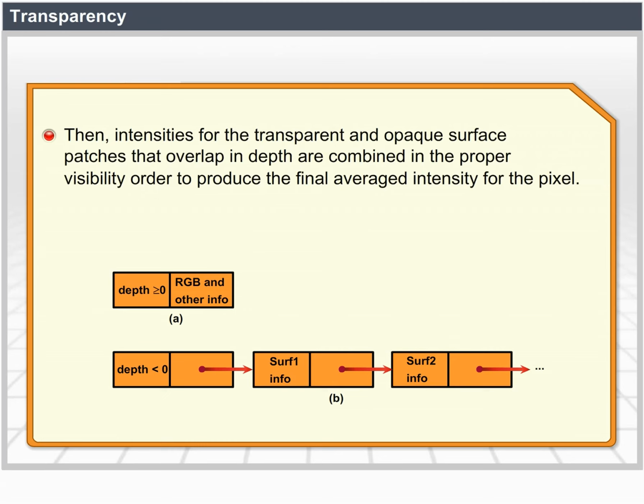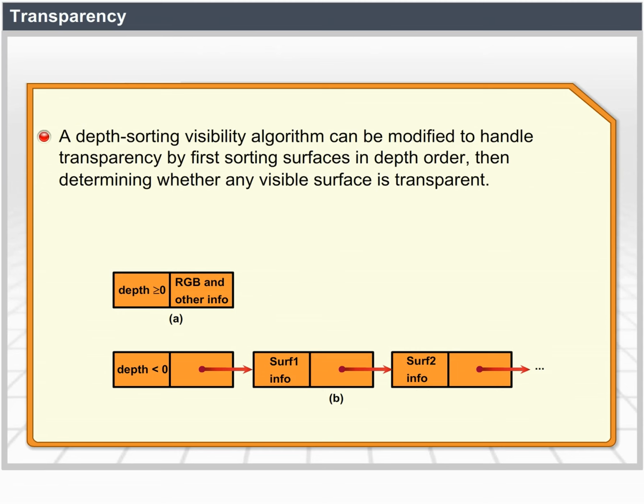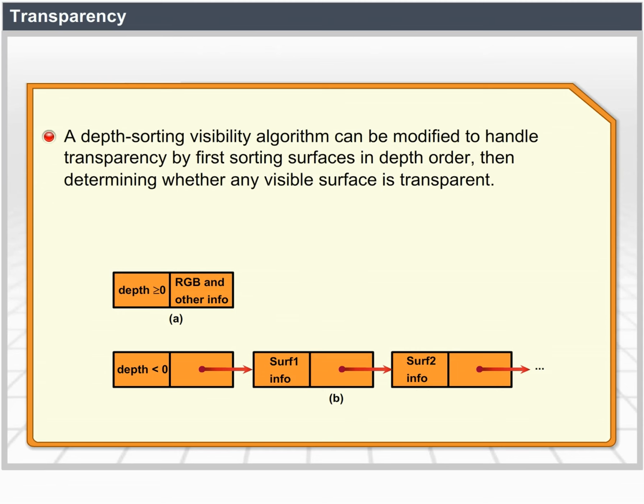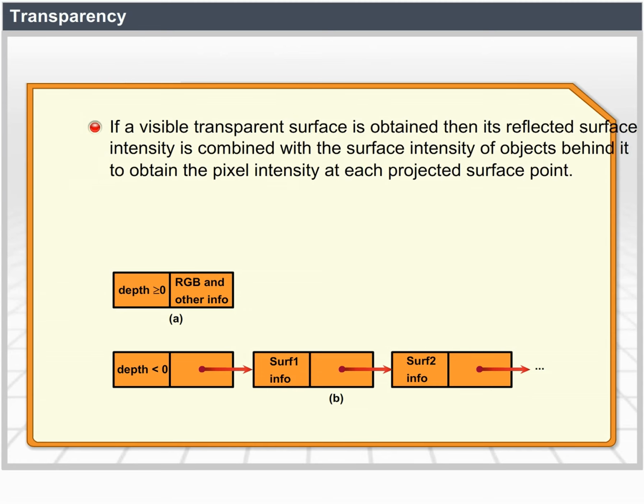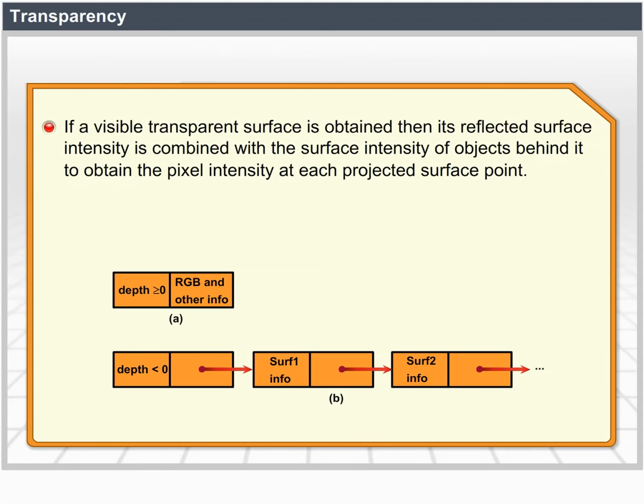A depth sorting visibility algorithm can be modified to handle transparency by first sorting surfaces in depth order, then determining whether any visible surface is apparent. If you find a visible transparent surface, its reflected surface intensity is combined with the surface intensity of objects behind it to obtain the pixel intensity at each projected surface point.